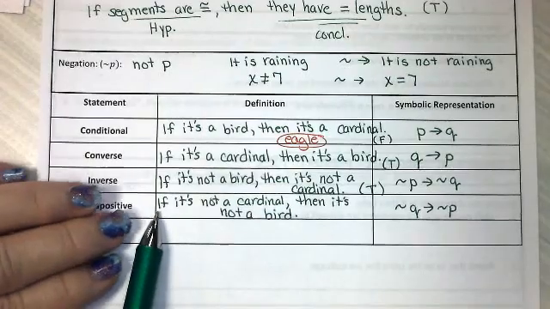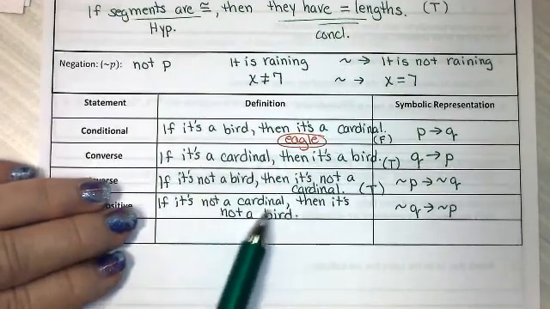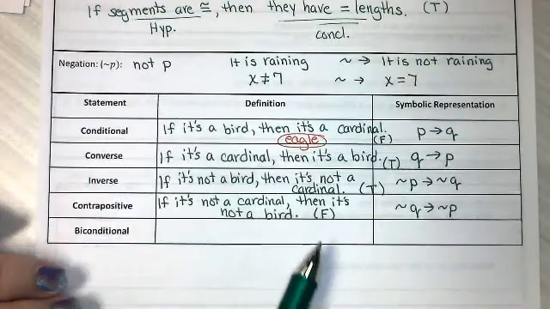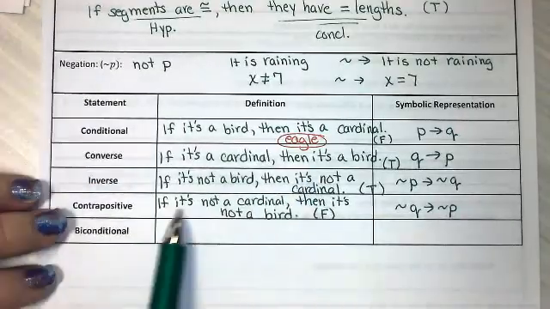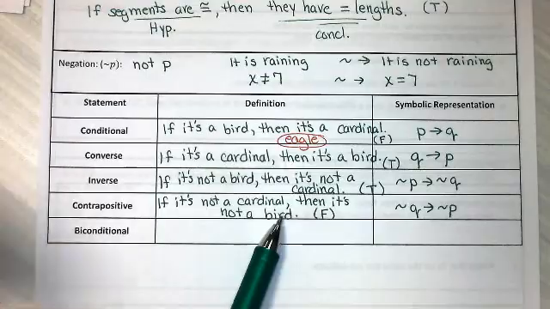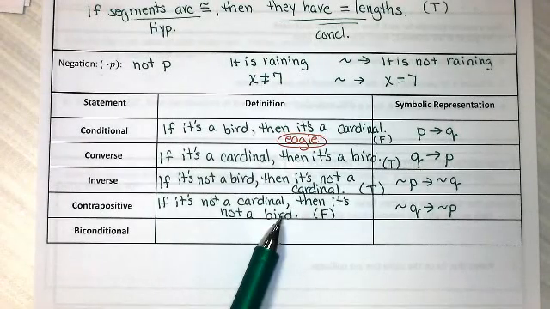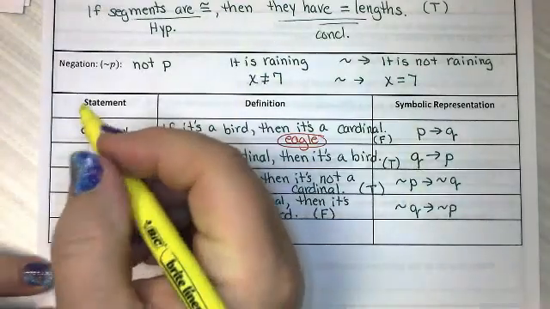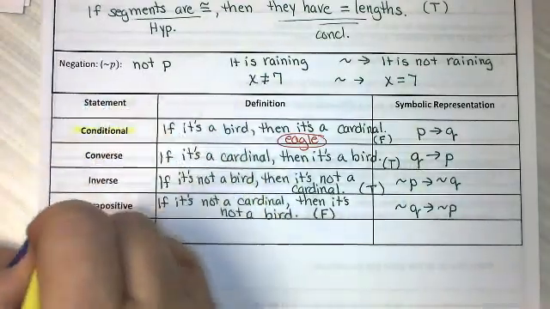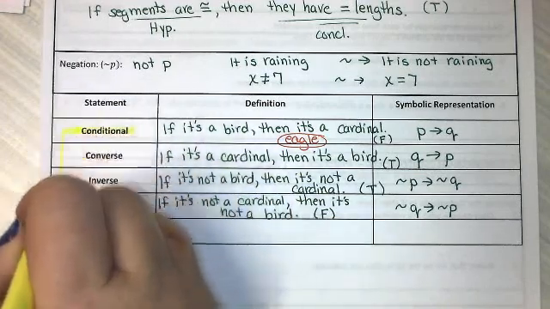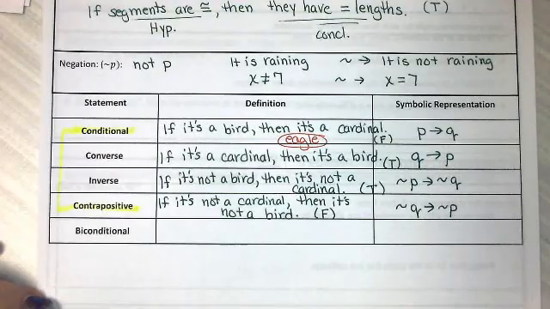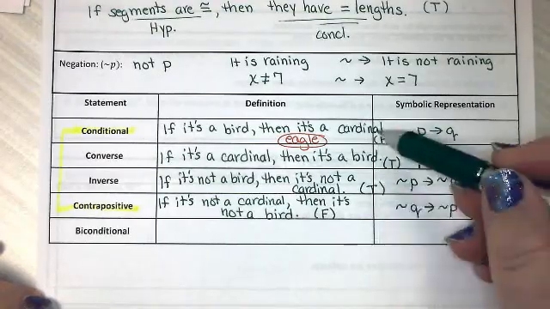And I think you can tell, just because it's not a cardinal doesn't mean it's not a bird. That's a false statement. And we could go back to our eagle. An eagle's not a cardinal, but it's a bird. So some interesting things to notice here. Notice that your conditional and your converse, or contrapositive, had the same truth value. They were both false.